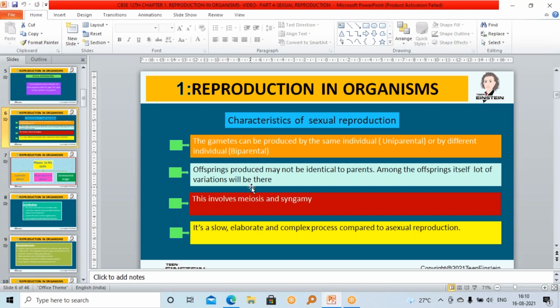And after that, the zygote. That zygote should grow and form an embryo. Correct? So first, male and female gametes will form. These gametes will fuse together and form a zygote. And after that the zygote should grow and form an embryo. Later, that embryo will develop into a baby or the young one of that particular organism. So this is the normal procedure in sexual reproduction, and these are the main steps or events of sexual reproduction.